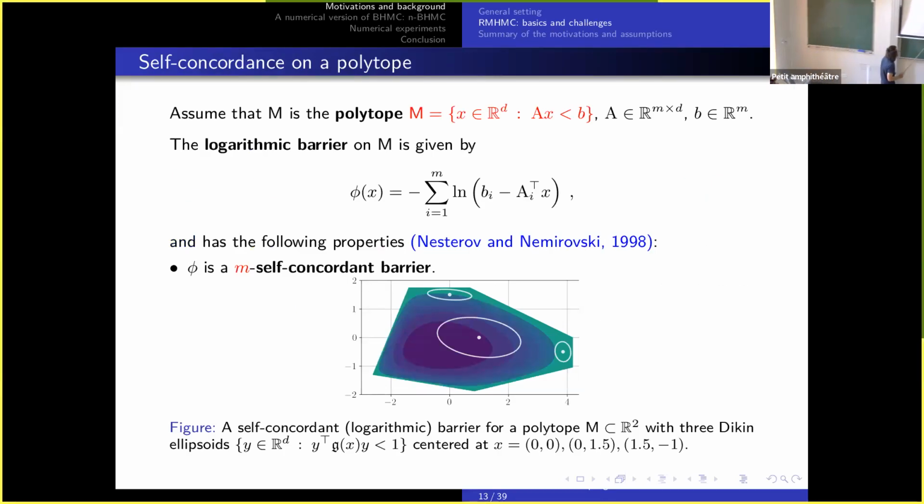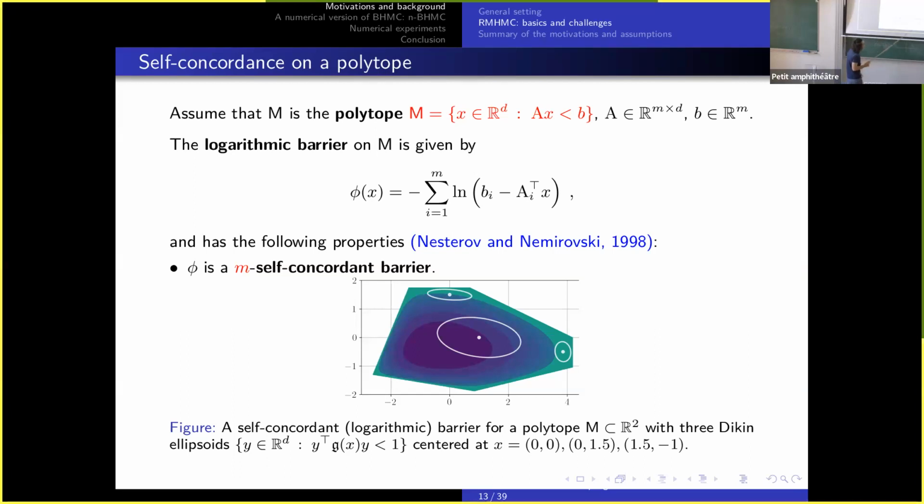In particular, in the case where M is just some inequality constraints of the form A x smaller than b, where you meet such a constraint a lot in statistics or operations research tasks, a natural self-concordant function is given by what is called the logarithmic barrier. Phi of x is equal to the opposite of the sum from i to m of the log of b_i minus a_i transpose x. It has been checked by Nesterov and Nemirovski in one of their papers that this function defines an appropriate self-concordant function on my set of inequality constraints.